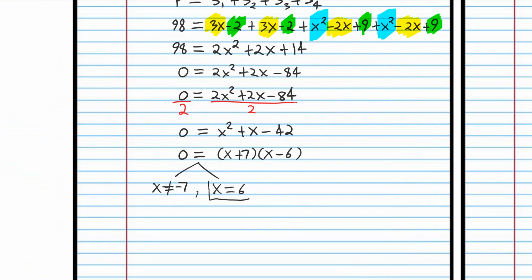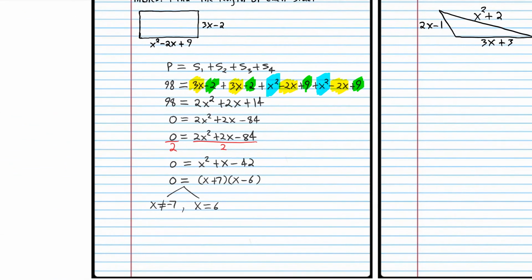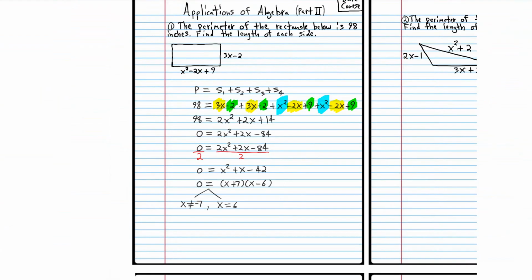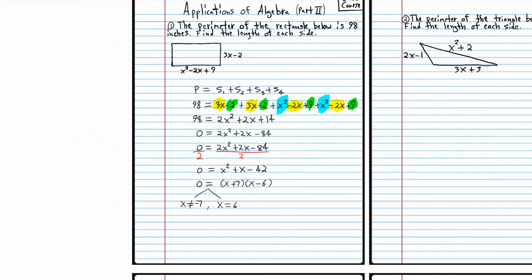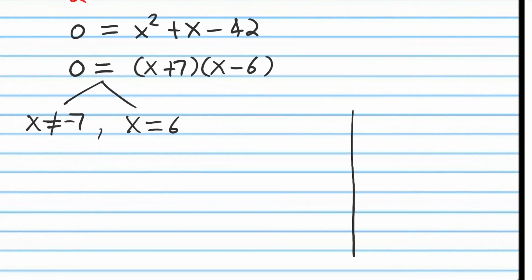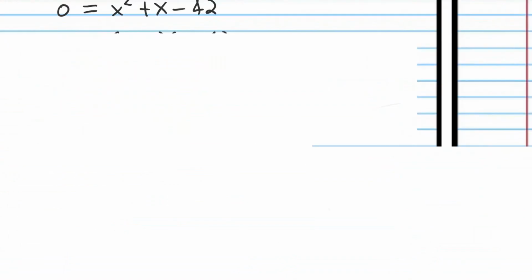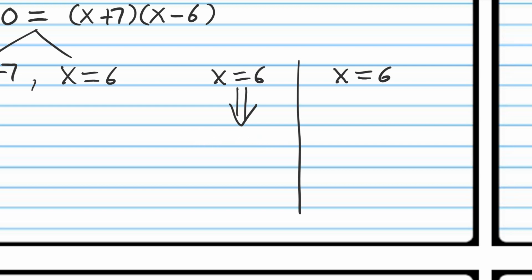And we're not going to rectangle 6 because that's not our answer. We're just going to use 6. So 6 is the actual answer for x. So now we're going to plug in 6 and find those actual sides. So x equals 6, and I'm just going to plug it in. The expression is 3x minus 2. I'm going to write the expression first, though. So that's the expression, and we're going to plug it in.